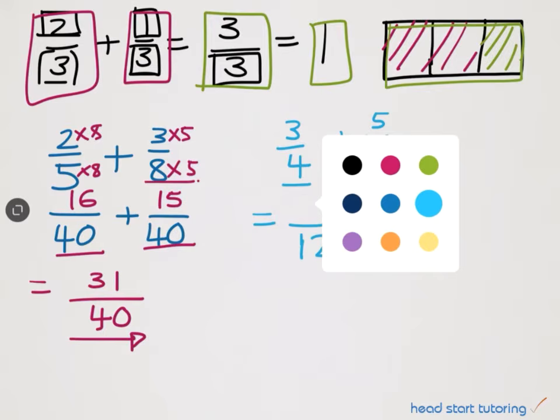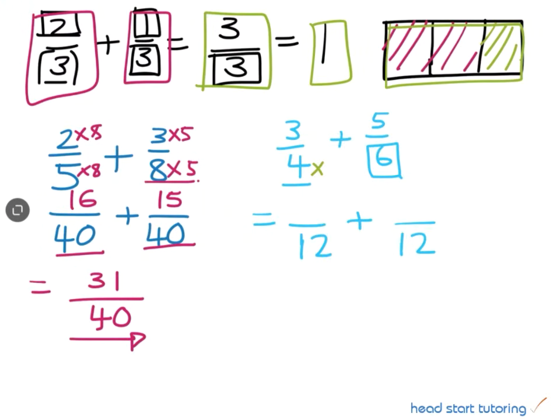So now I need to ask myself, what did I multiply 4 by to get to 12? I multiplied that by 3, so I need to multiply my 3 by 3 as well. So 3 by 3 is 9. So 9 over 12 is equivalent to 3 over 4. What did I multiply my 6 by to get 12? I multiplied it by 2. So 5 times 2 gives me 10. So 5 over 6 is then equivalent to 10 over 12.